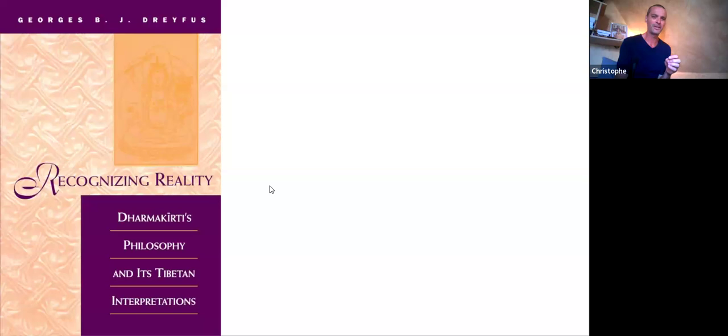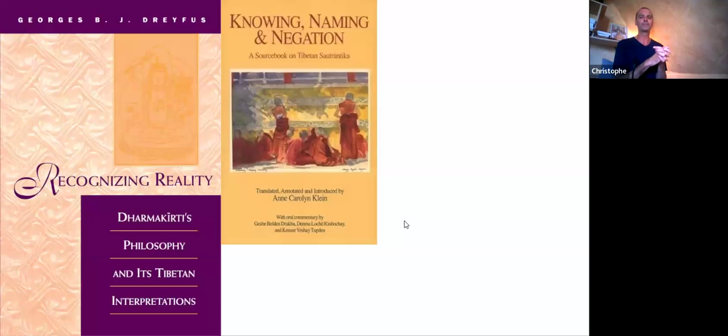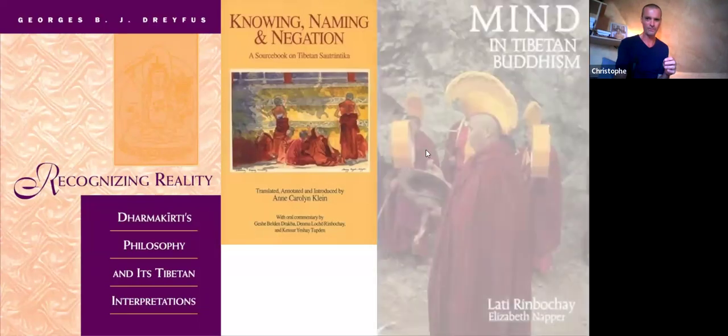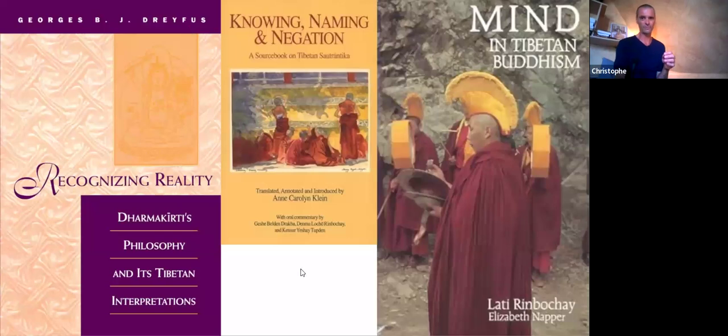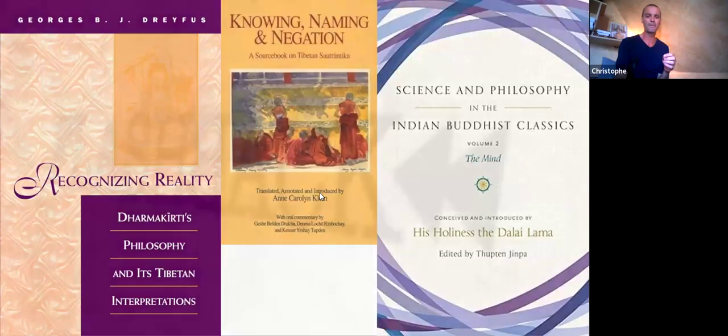Then you have also Knowledge and Liberation from Ankla. Very clear, very nice as well, very useful. And the second volume, Knowing, Naming, and Negation. They are a bit more difficult, but the first one is very useful anyway when we start. And you can see also Mind in Tibetan Buddhism, a very good commentary from Lati Rinpoche. And also that splendid book, Science and Philosophy in the Indian Buddhist Classics, Volume 2, The Mind. Many good explanations as well. So you can double check what I'm telling you in different kinds of sources. Okay, so just a flashback now, to see what we saw last time.